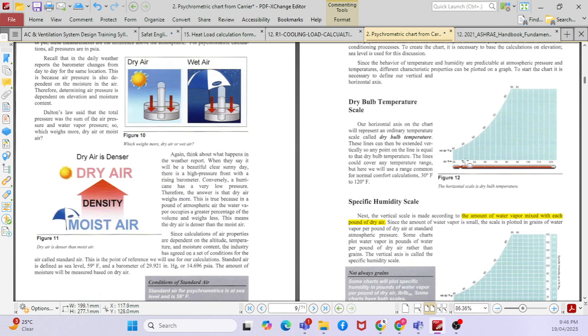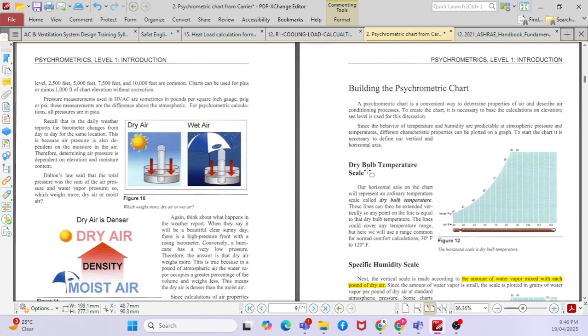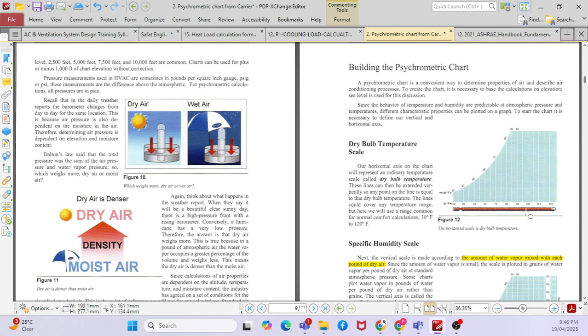This is the psychrometric chart. This is the dry bulb temperature. How to measure the dry bulb temperature? This is a vertical line. There is the dry bulb temperature.